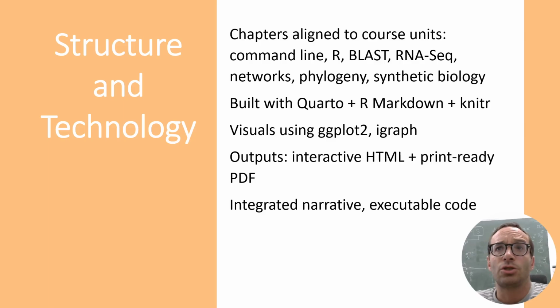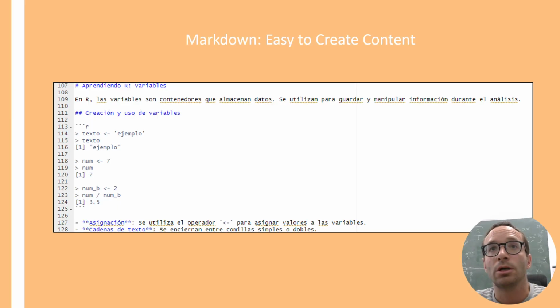And some details about the technology we used, how it's structured. We have different chapters for the different units in the course. These are very typical R, BLAST, RNA-seq, very typical bioinformatics content. It's built using the Quarto technology alongside R Markdown and Knitr. We use several R packages for visualization, and the output is an interactive HTML and also a PDF, okay, for the students that want to download the notes. And we have integrated narrative about the code and executable code within the book.